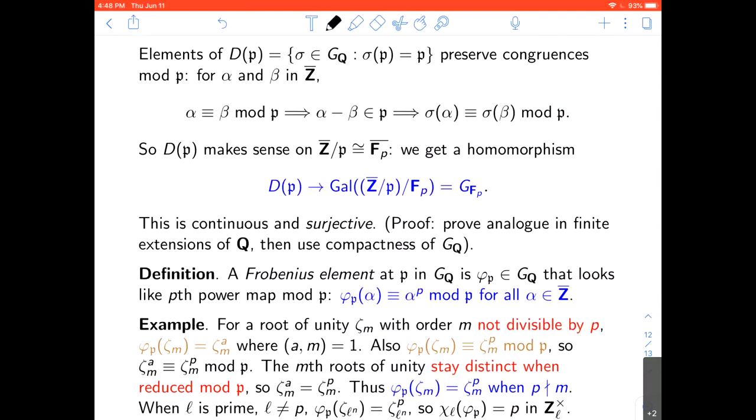Which means that an automorphism in GQ that fixes a prime ideal P up in Z bar, remember Z bar is like the integers of Q bar, you can talk about this acting on things mod P. And in this way, you make elements of this decomposition group look like elements in the Galois group of FP bar over FP. And we already told you before what that group sort of looks like. But this group is generated topologically by the pth power function.